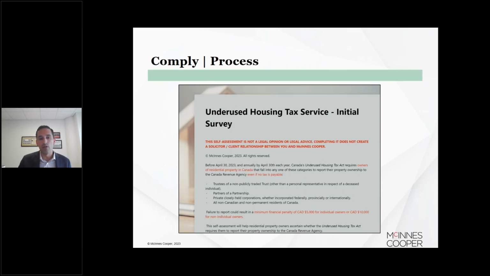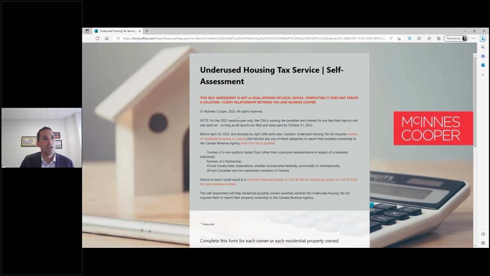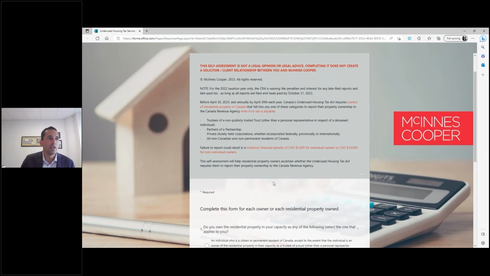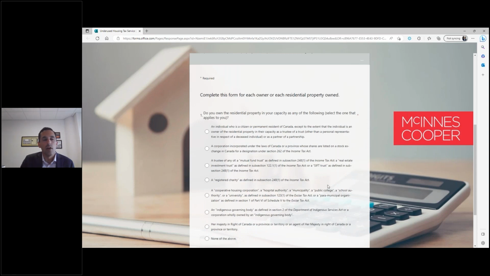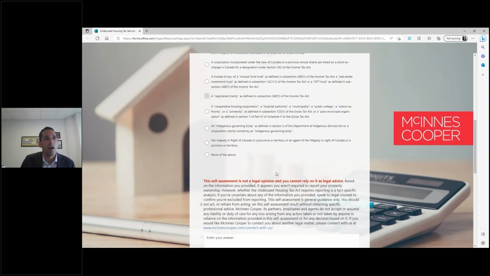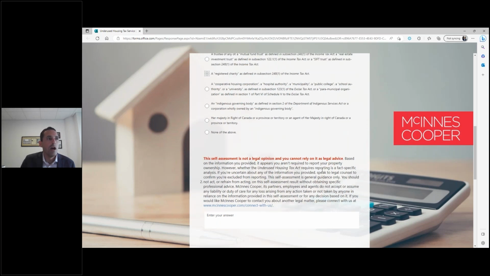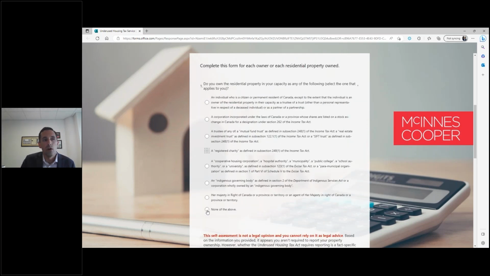To figure out whether you need to report, we've actually come out with a self-assessment tool. I'll just show you what that encompasses now. Basically, it gives a little blurb of how this act applies, who it may affect. As I said, trustees of a trust, partners of a partnership, privately closely held corporations, and then non-Canadian, non-permanent residents. And it basically starts at the qualifying questions that I mentioned. So, are you an excluded owner? This basically asks how you own the property. And if you click any of the excluded owners, you obviously will get a trigger that reporting is most likely not required. But if you're not an excluded owner, you are an affected owner.